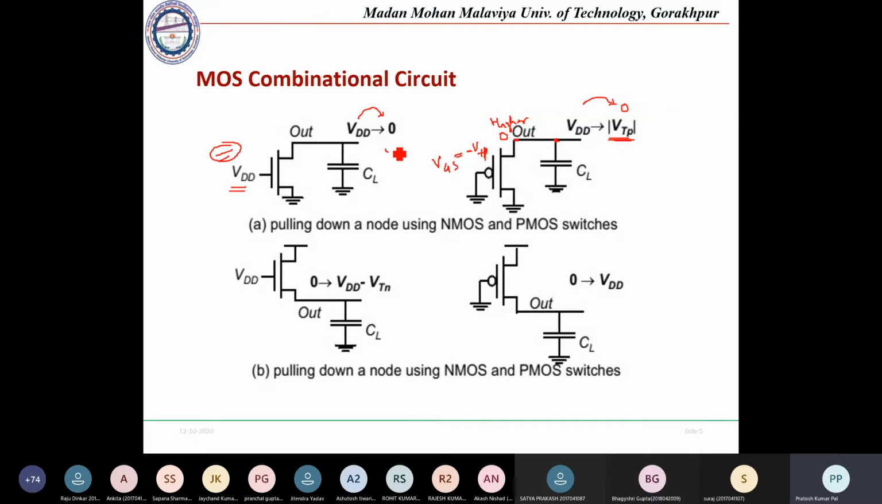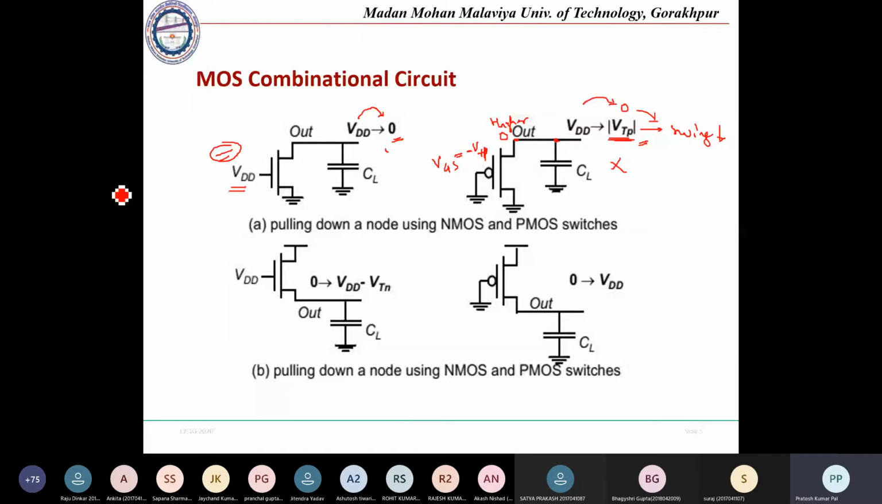To make a pull down network, we will be using NMOS transistors, because in a pull down network, NMOS will be switching whatever node it is, the output node, to the minimum value, that is 0. But in case of PMOS, it will be switching to the mod of VTP value. So that's why it is not going to be 0. So our swing will be less. This value will be reducing the swing, so we will not be preferring this one. NMOS will be preferred for a pull down network.